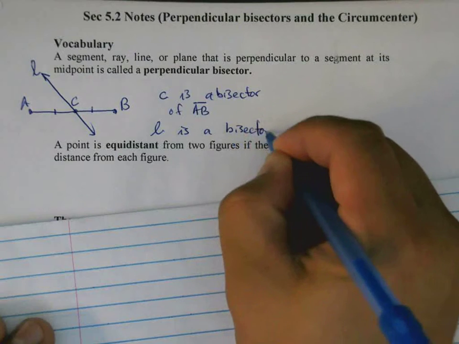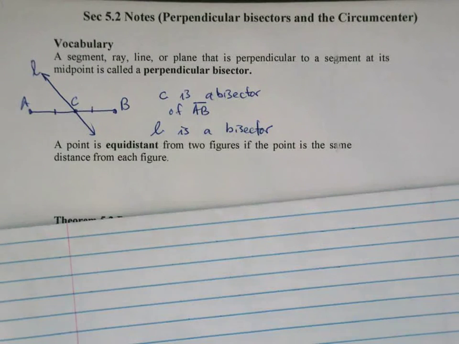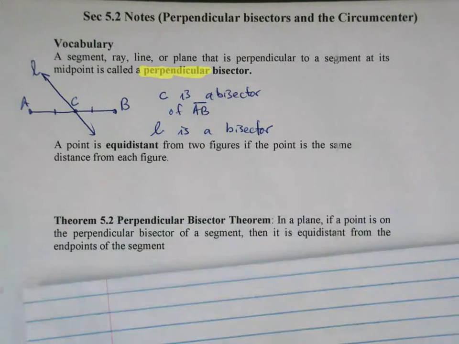But note here, I have not used the word perpendicular yet, because that's not what it is yet. So let's look at that. A bisector just means that it's something that cuts a segment in half. But to be perpendicular, we're talking about something different.